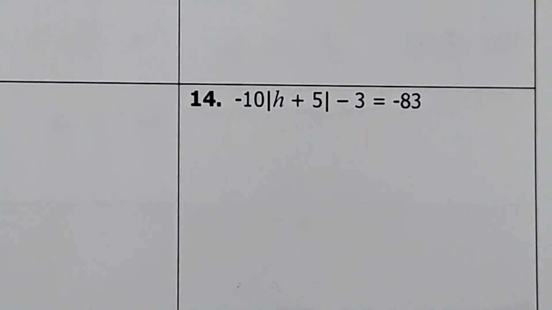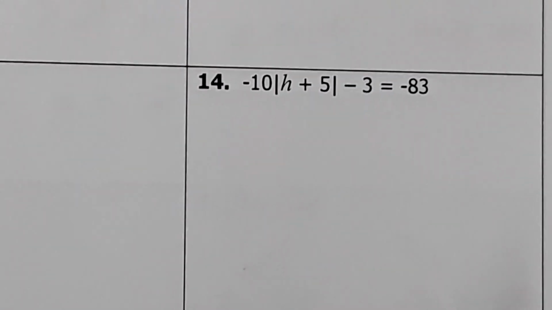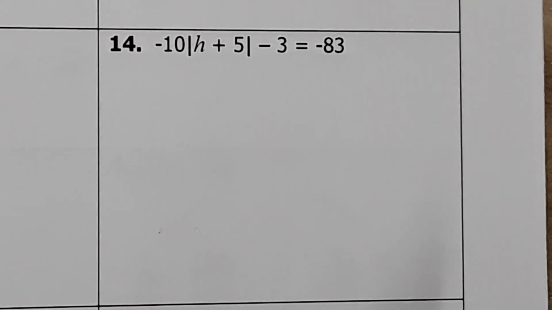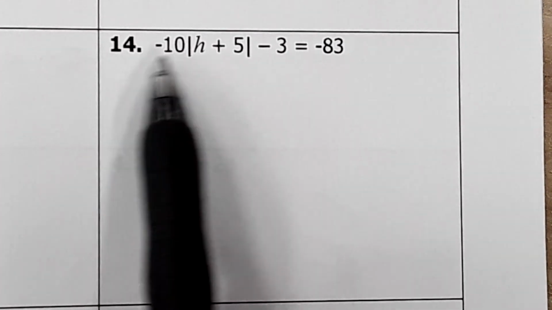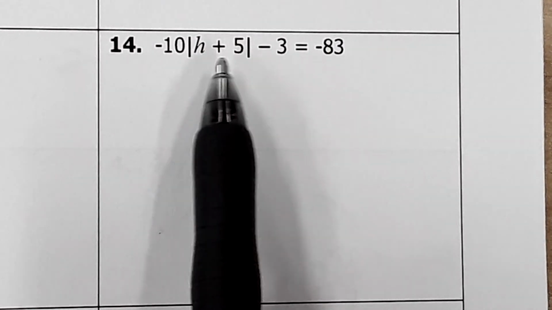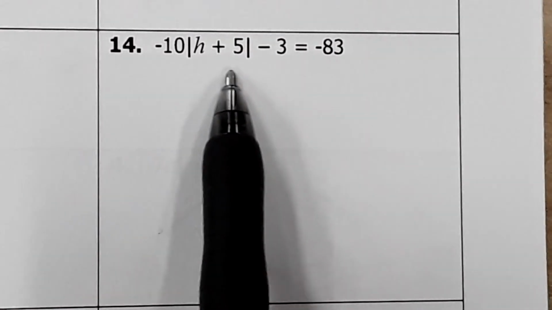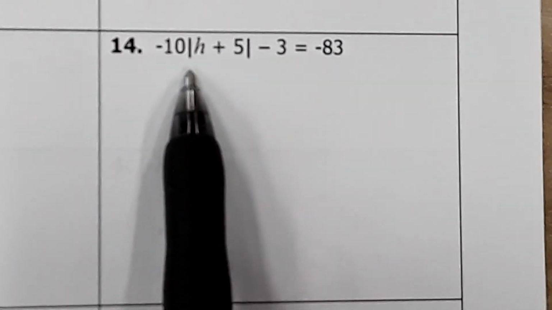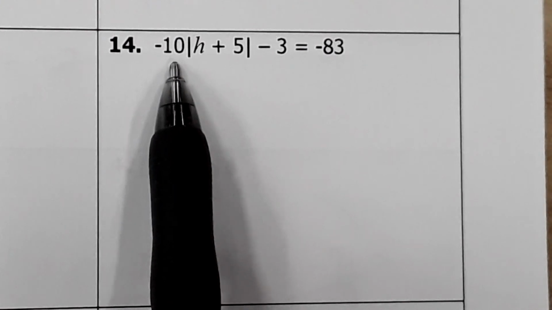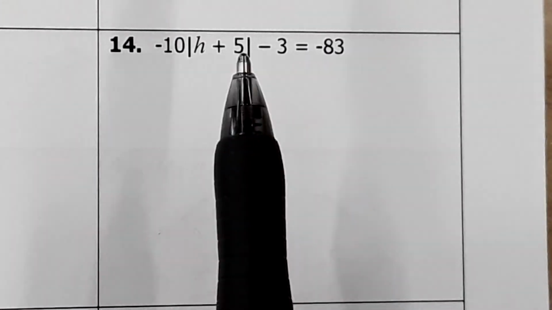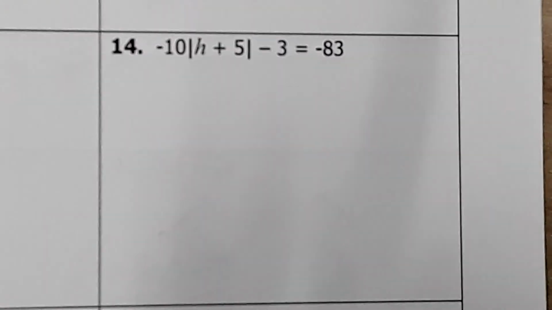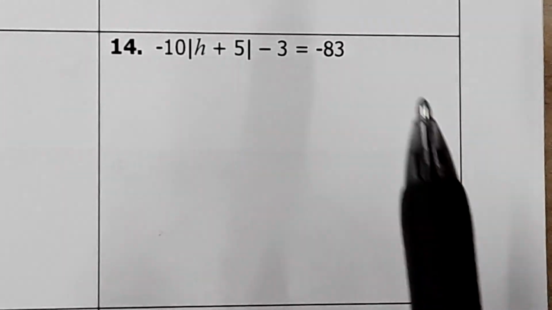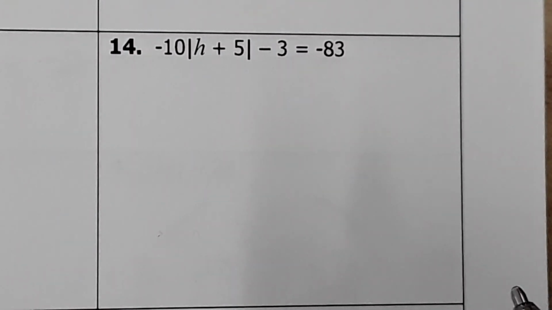Okay. So what happens when there are numbers outside the bars? You have to get rid of them first until you leave just the absolute value by itself. Now remember, these are not parentheses, so I'm not distributing this negative 10. That is not the correct step. You cannot do that. These are not parentheses. They're absolute value bars, and they're treated differently.